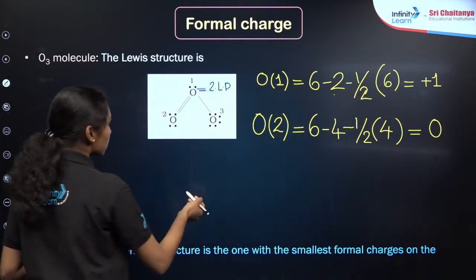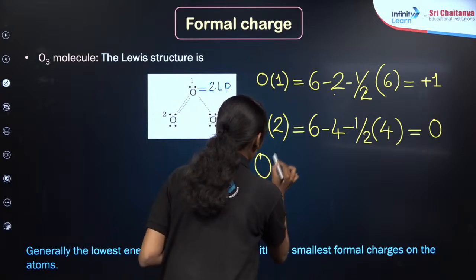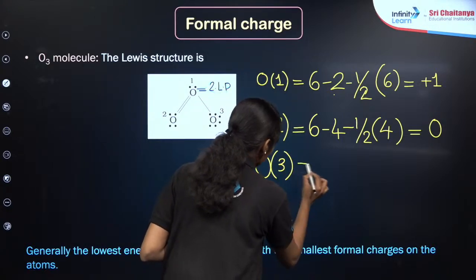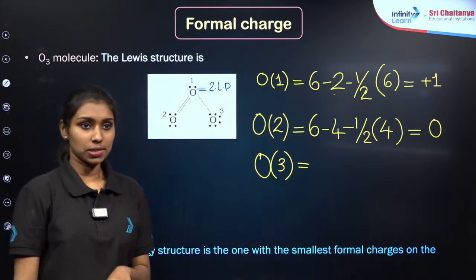Then what about the third oxygen? I am representing it here as O3. That is equal to, again, the total number of valence electrons present in the oxygen atom.